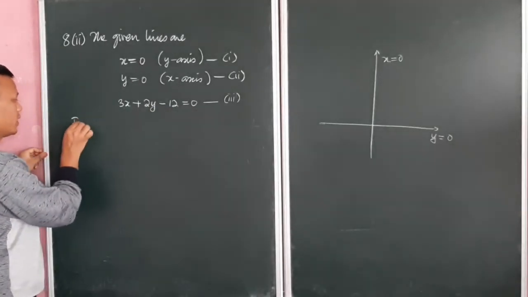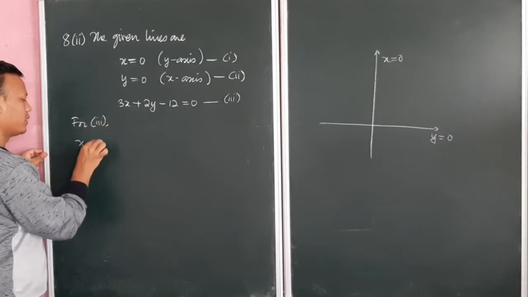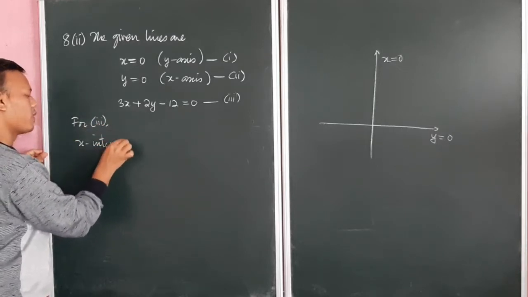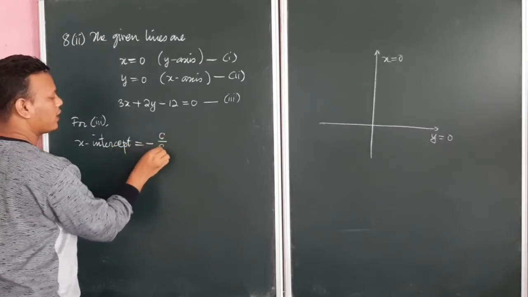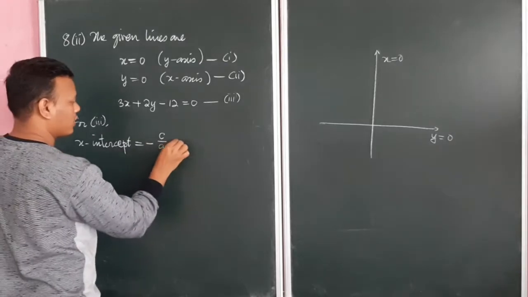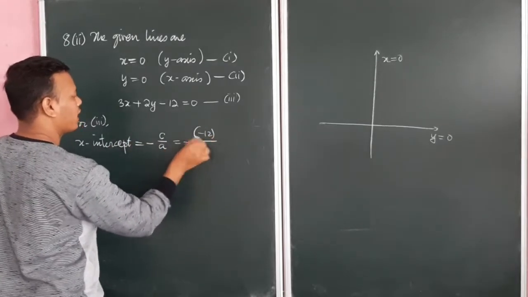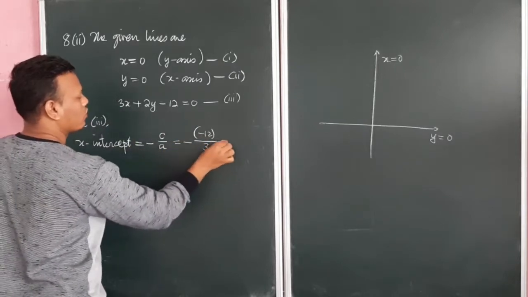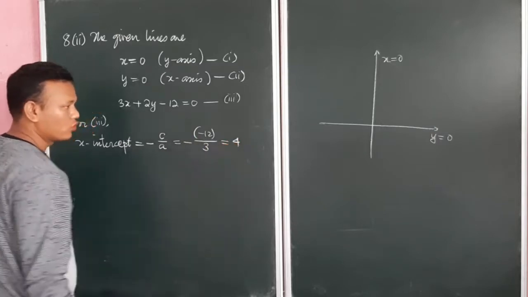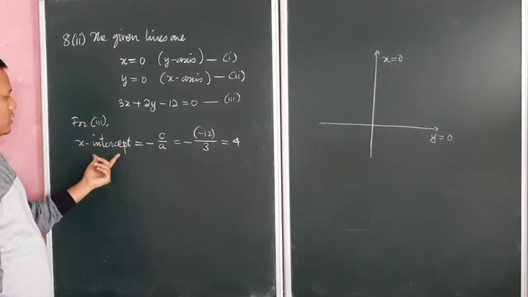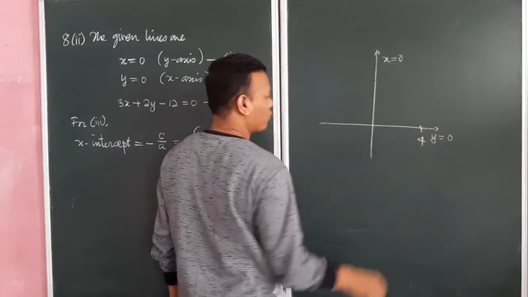For this third line, again we will find the x-intercept. The x-intercept is minus c by a, right? Minus c is minus 12 by a. How much is a? A is 3. If you do the cancellation and multiplication of signs, you will get that this is equal to 4. So the x-intercept is 4. So 4 will lie somewhere over here. This is my 4.